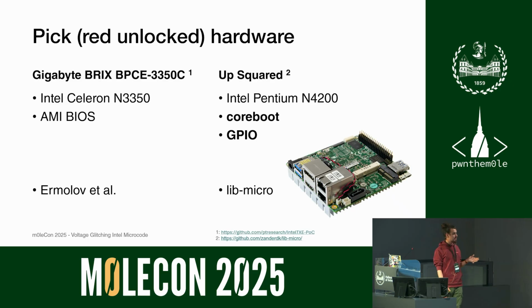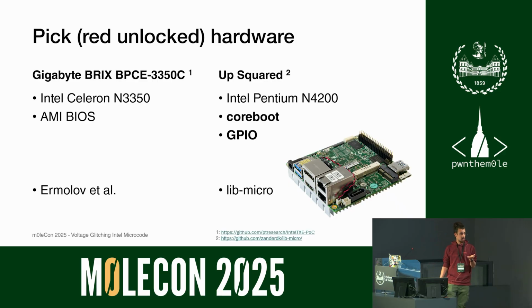Okay, well, we have to pick the hardware, and we have basically two choices, because I'm lazy and I didn't want to re-implement the read unlock exploit myself. So we have the Gigabyte Brix, which is one of those small single-board computers that you snap to the back of a monitor whenever you have to have a public computer somewhere. And that's running on your standard AMD BIOS, it's closed source. And this was where the first proof of concept was released.